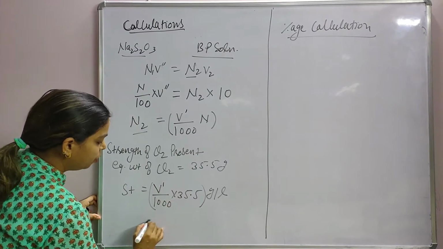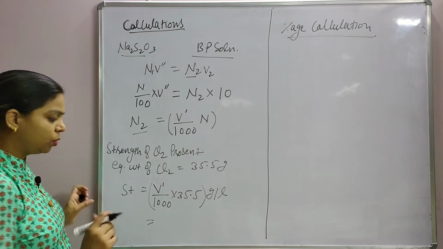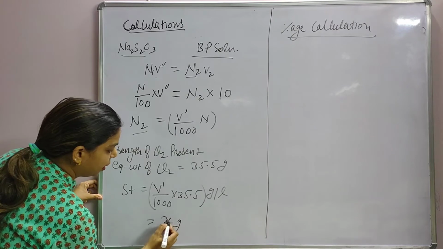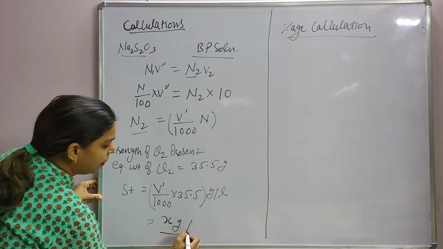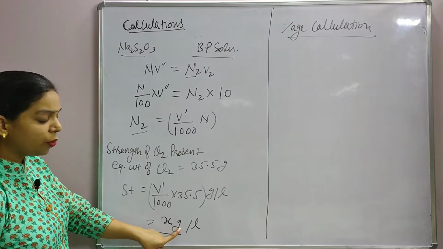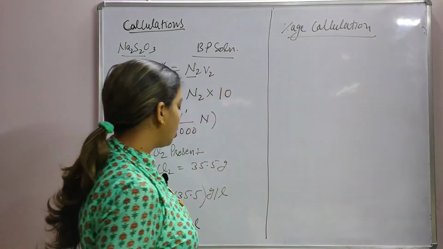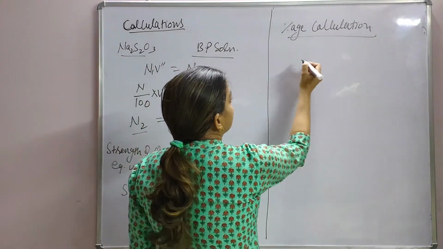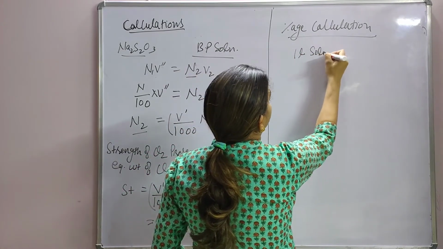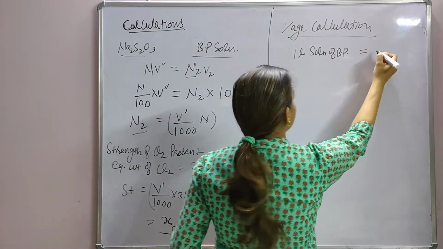We simply have to find out the percentage of chlorine present with respect to the bleaching powder. So let's call it x grams. This entire factor I am calling it as x grams per liter. It means this much grams of chlorine is present in 1 liter of the bleaching powder solution. So let's find out how to calculate the percentage. We have 1 liter solution of bleaching powder, it contains how much chlorine?